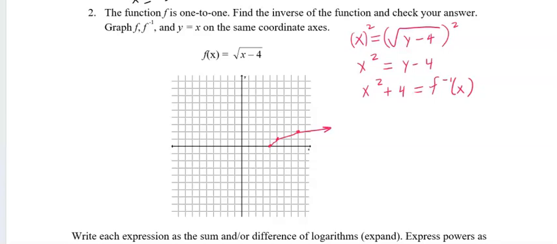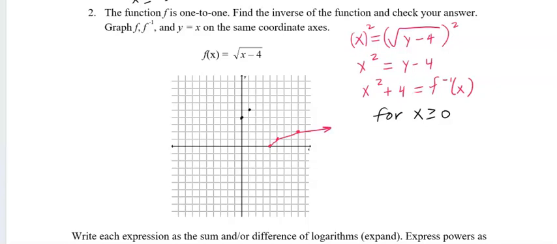Now, in its entirety, this would be a parabola, but we're not going to graph the whole parabola. We're just going to graph the right half of the parabola. So we could say for x greater than or equal to 0, because doing the whole parabola would mean we'd have a whole parabola opening up to the right, and we don't have that. So to make it match this original function, the inverse is just half of that parabola.